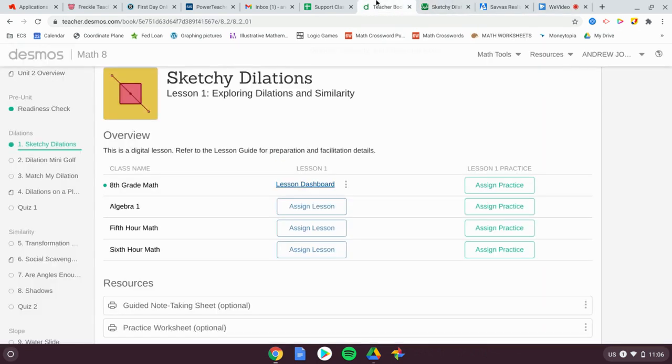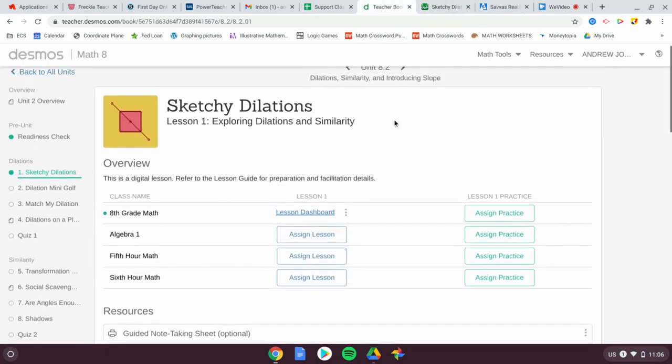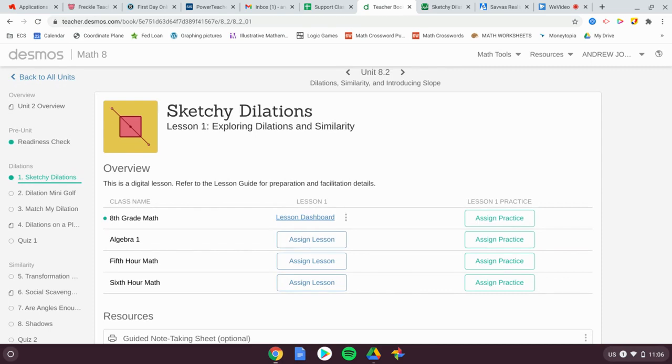We are going to be going over our first lesson from Unit 2, called Sketchy Dilations. It might be called Exploring Dilations and Similarity. Again, it'll be the first thing on your dashboard on Desmos. Okay, so get that going.